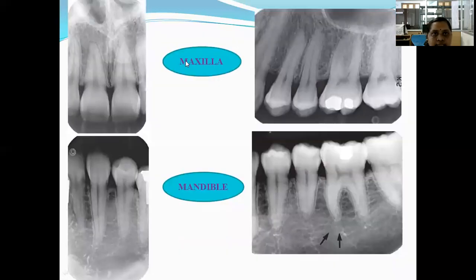In case of maxilla, the trabeculae will be finer and thinner. But in case of mandible, the trabeculae will be coarser and thicker. We can see the marrow space is increased in the mandible when compared to that of maxilla. So this is the trabecular pattern in the anterior maxilla and the posterior maxilla. You can see the trabeculae is finer and thinner when compared to that of mandible.